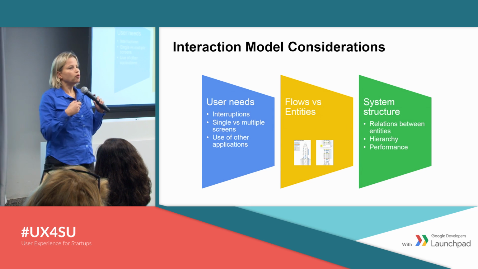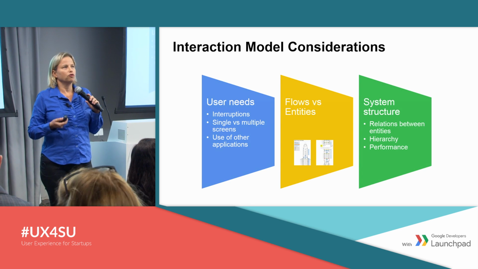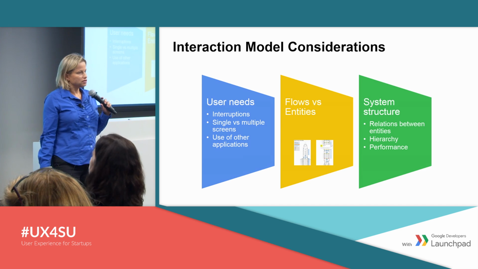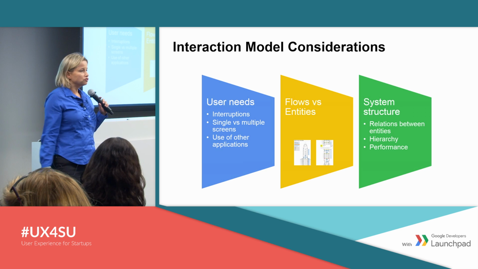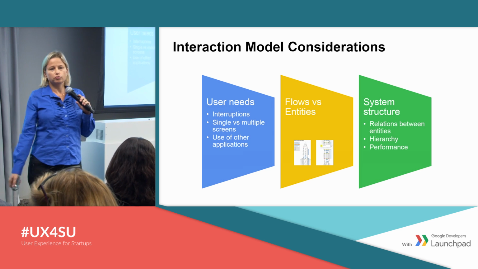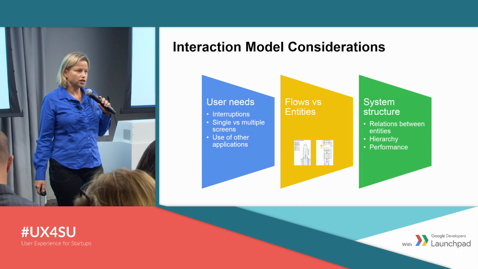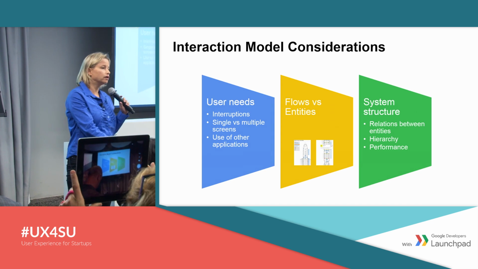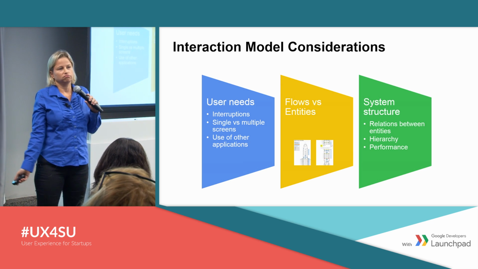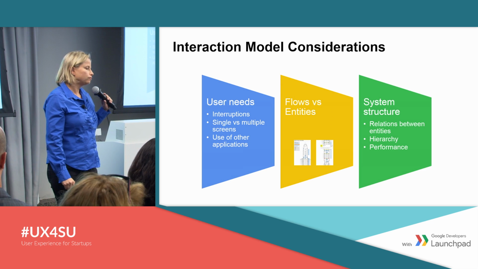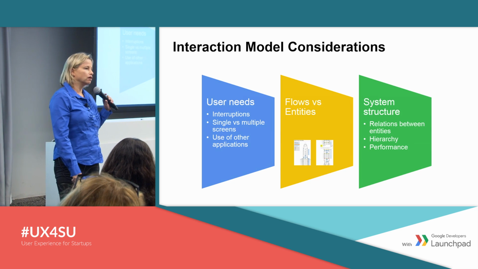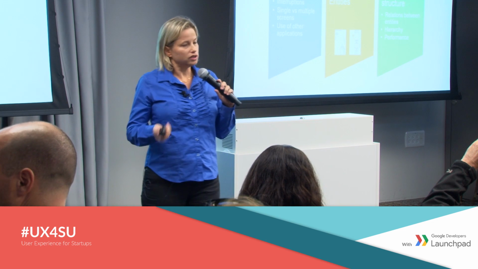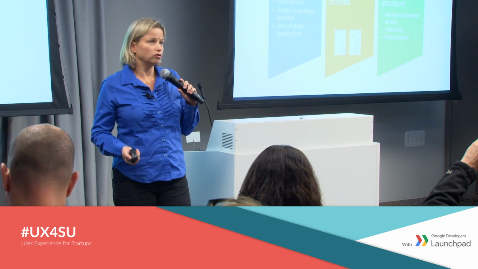So I spoke about thinking of your interaction model, and there are a lot of things you need to consider. Some of them are around the user needs. Will the user be interrupted while using your application, with alerts that you or someone else are providing, or with a phone call when it's a mobile application? Will they be using another application? Will they be using multiple screens or a single screen, and so on? So this influences the interaction model.